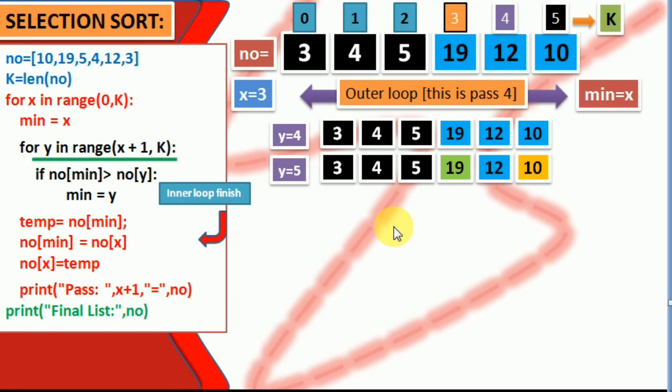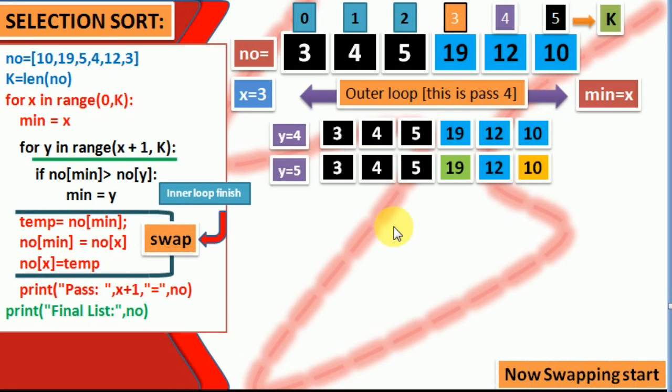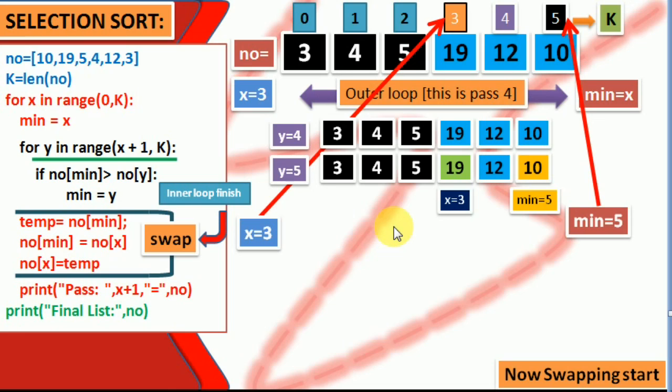When the loop is finished, it's going to read out these 3 swapping lines. And what are those 3 lines? Temp equals A of min, A of min equals A of x, and A of x equals temp. So x is sitting at 3, min is at 5, third position is 19, and min position is 10. What is the first line? Temp equals A of min. A of min means 10. 10 is going to be copied inside the variable temp.